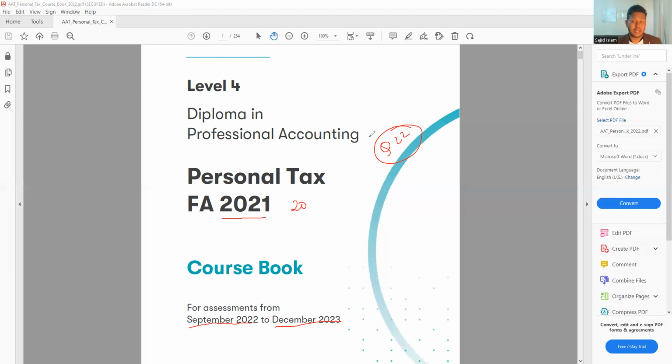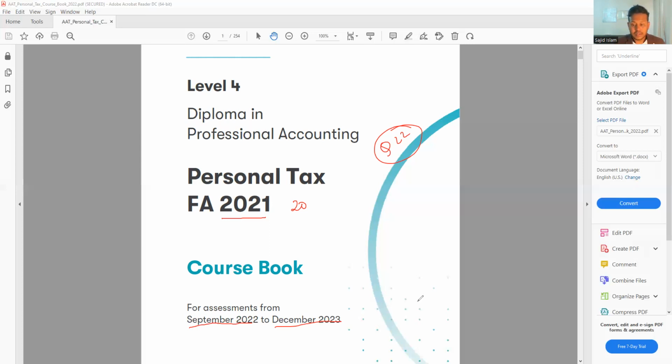So any tax in the UK that is relevant to an individual person will be included in your personal tax paper. After doing this paper, you will be able to answer any question that is relevant to individual tax. So let's have a look at the content, how many chapters we have, and what areas we have to cover in this course.